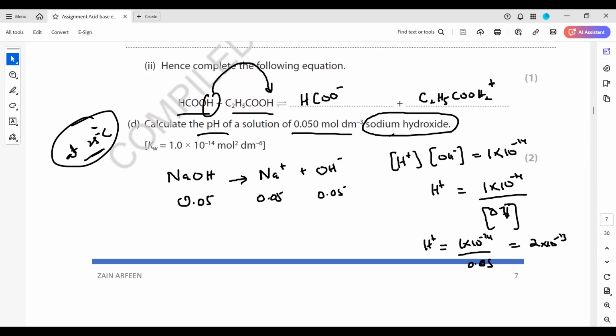And now we need the pH. So pH is equal to negative log of the hydrogen ion concentration. So pH will be equal to negative log of 2 into 10 to the power minus 13. When we simplify, the pH of the solution will be 12.7. That is the pH of this solution. Is it clear, how to work out the pH of a strong alkali? Yes, sir. Okay.